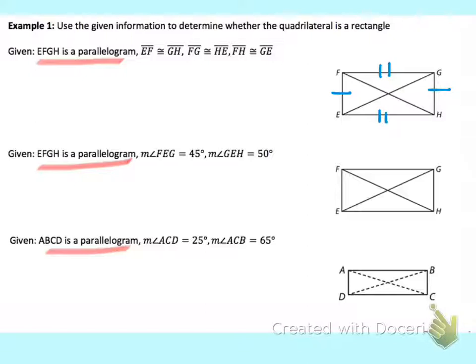And it tells me that FH is equal to GE. So what I want to know is, is that enough information? So this right here is equal to this one right here. Is that enough information to guarantee that this has to be a rectangle? So in the chat, I want you to say yes or no. Do you think this is enough to prove that this is a rectangle?